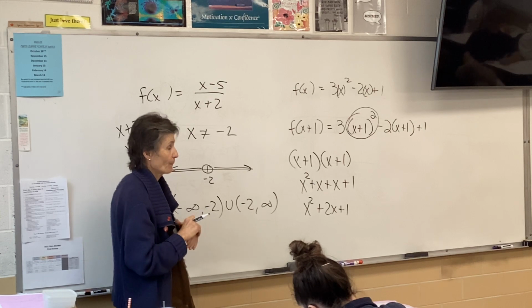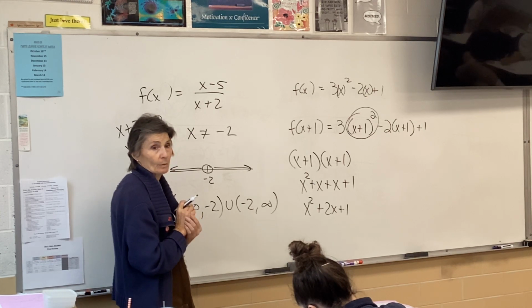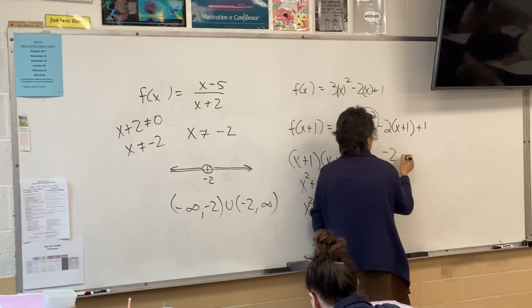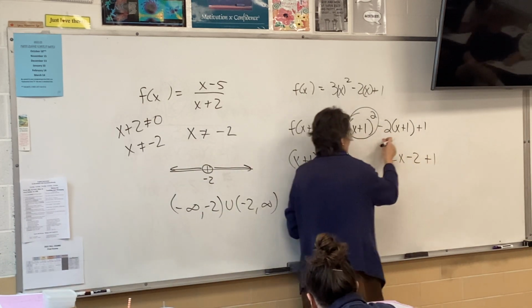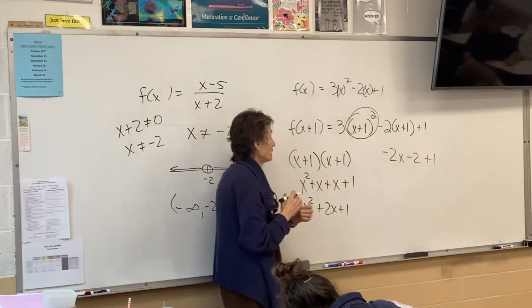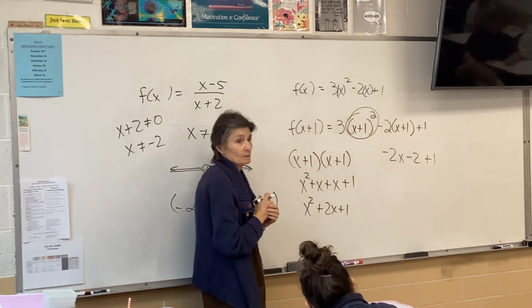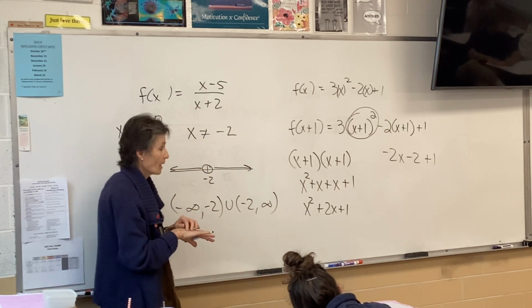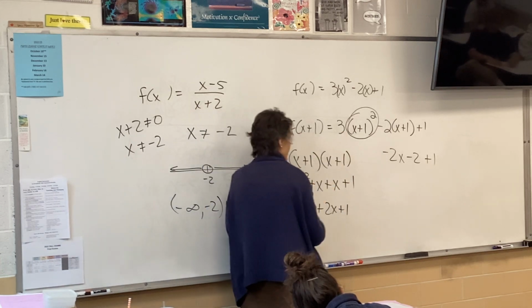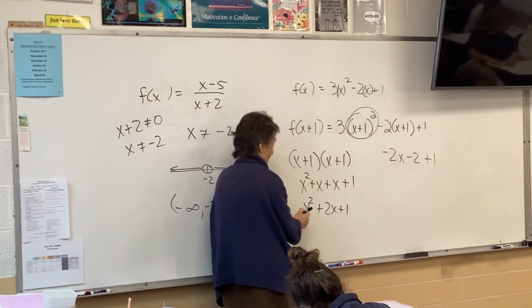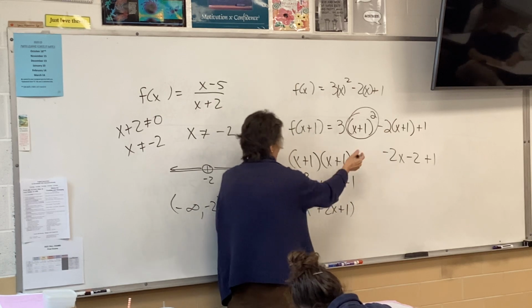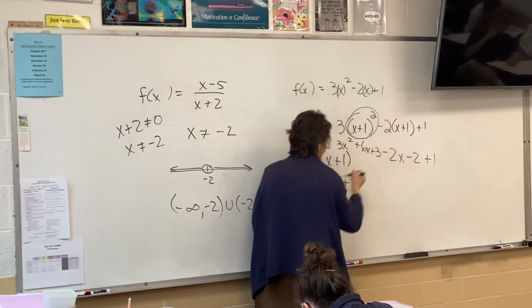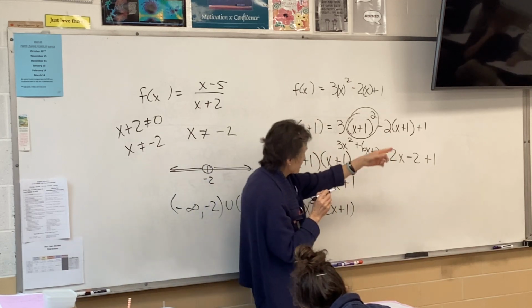Now what do I need to do? Well, this isn't a FOIL, this is a distribute. So minus 2x minus 2, yep, that's a distribute. It's only a FOIL if it's squared. What do I need to do? I gotta take this 3 times this, don't I? So I'm gonna have 3x squared plus 6x plus 3, and then all the rest of it there.